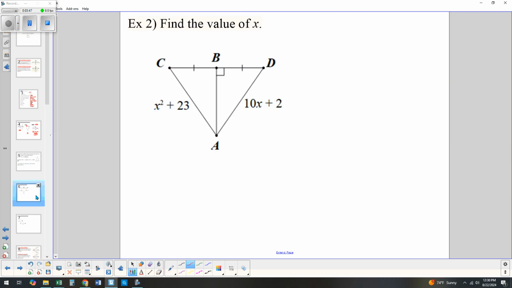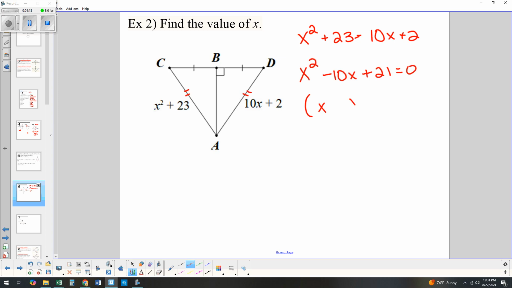All right, example 2. I could see that AB is the perpendicular bisector of segment CD, meaning these two segments are congruent. So x squared plus 23 equals 10x plus 2. This is a quadratic. We have an x squared and an x, so I'm going to get everything to one side and make sure it equals 0. So subtract the 10x and subtract the 2. I'm looking for what multiplies to 21 and adds to negative 10. I'm multiplying to a positive number, so that's either 2 positives or 2 negatives, and because it adds to the negative, I'm going to go with 2 negatives.